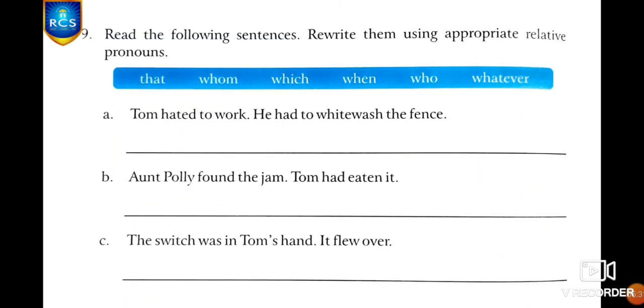And in your workbook, question number 9, read the following sentences, rewrite them using appropriate relative pronouns. Here they have given you some sentences, right? And you have to use the proper relative pronoun to combine these two sentences given here.